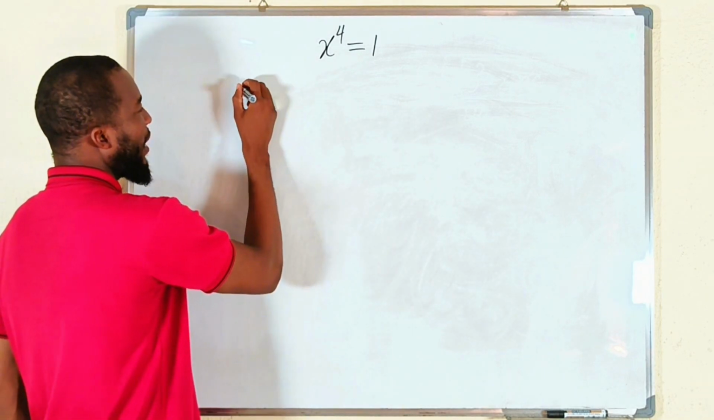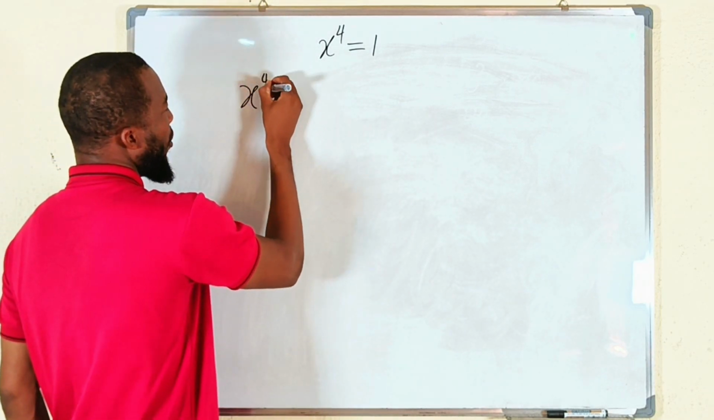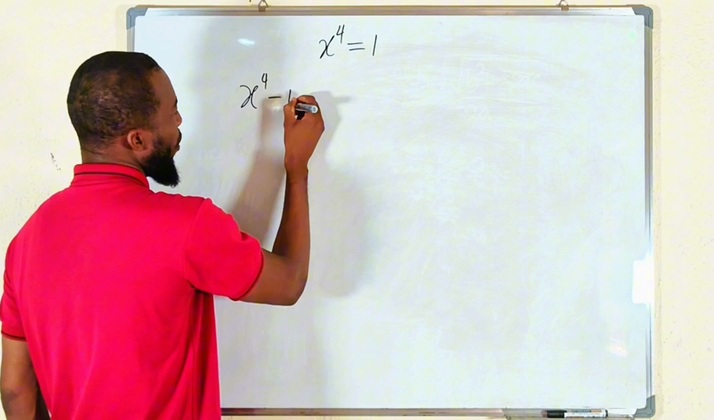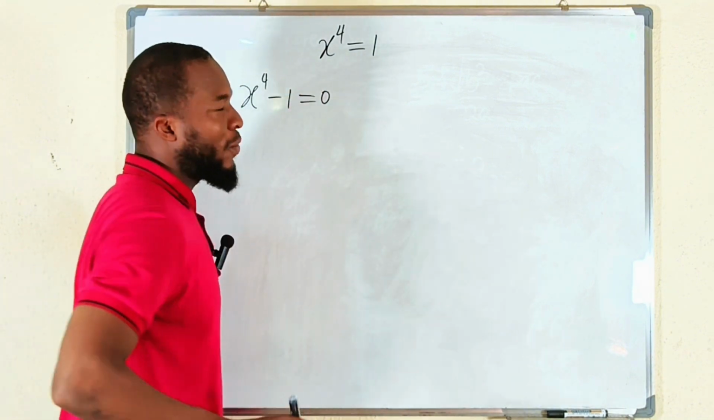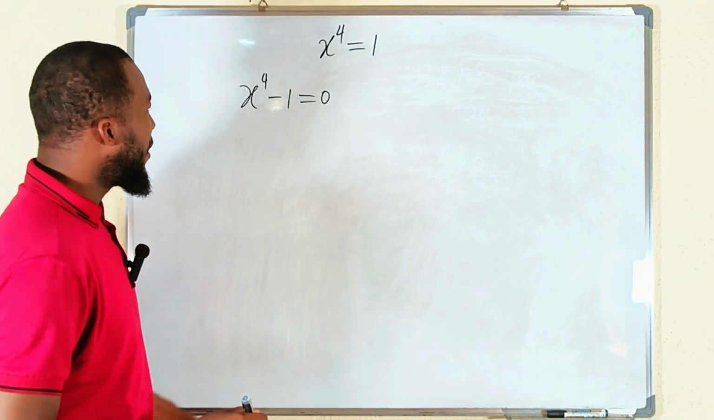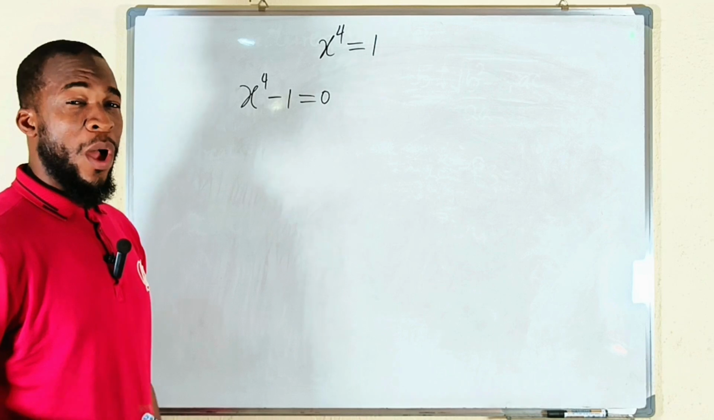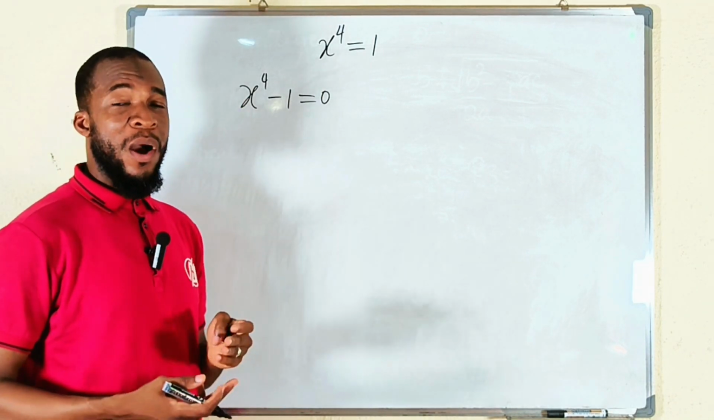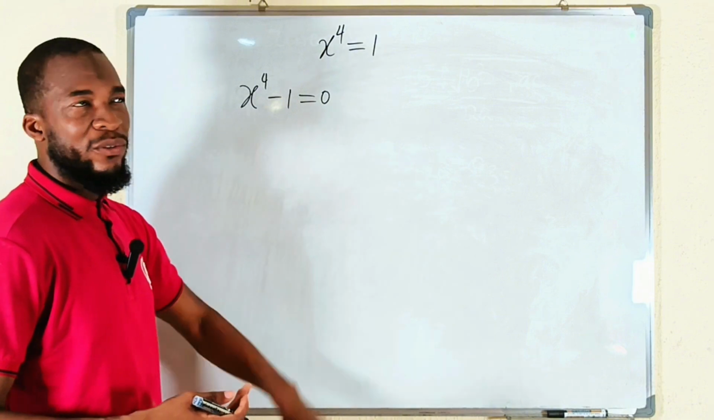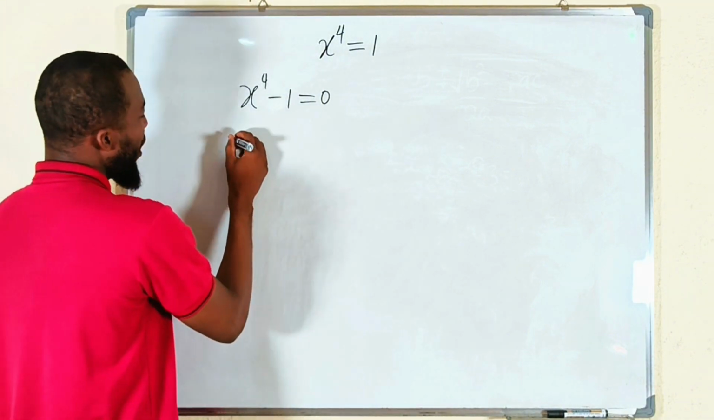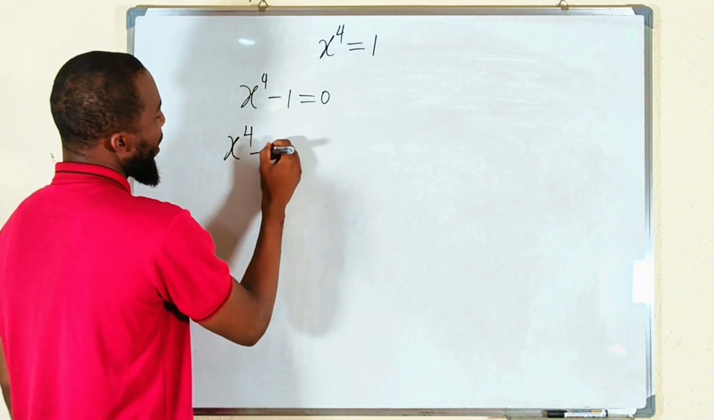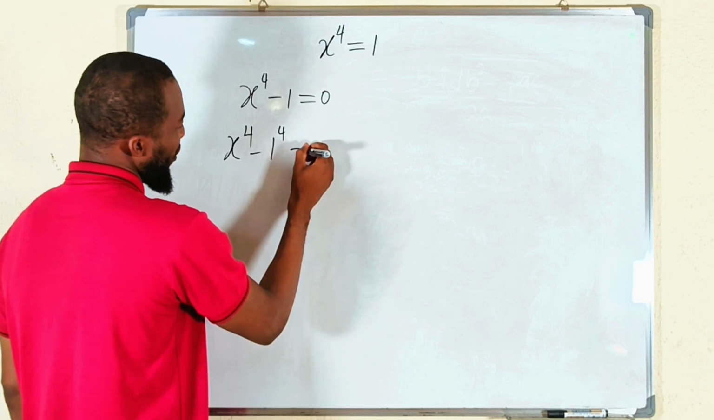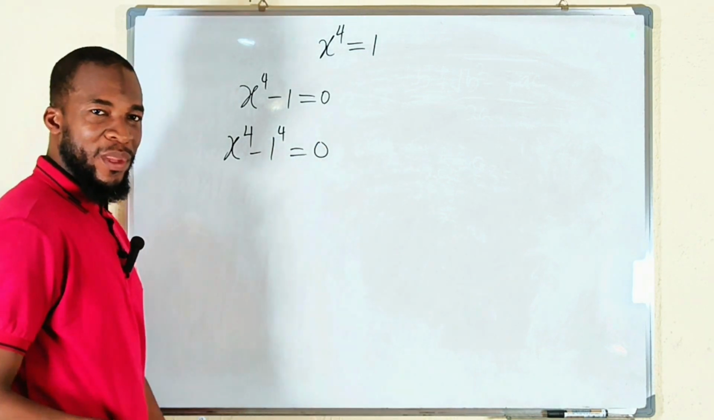We have something like x raised to the power of 4 minus 1 equals 0, right? And we know that 1 can be expressed to any power. And since this one has a power of 4, we can also express 1 to the power of 4. So we have x raised to the power of 4 minus 1 raised to the power of 4 equals 0.